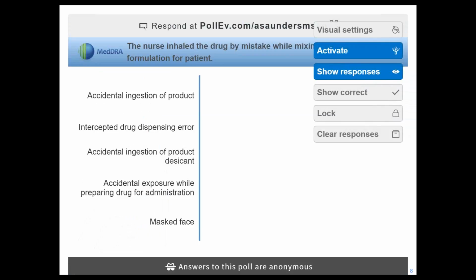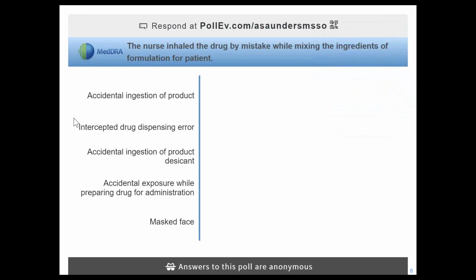All right, so now let's look at a little bit different. The nurse inhaled the drug by mistake while mixing the ingredients of formulation for the patient.